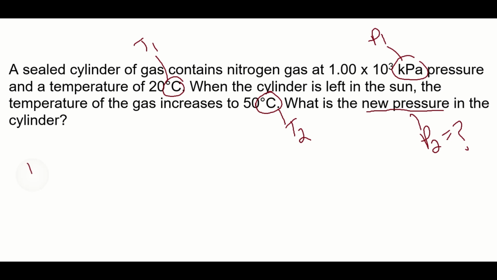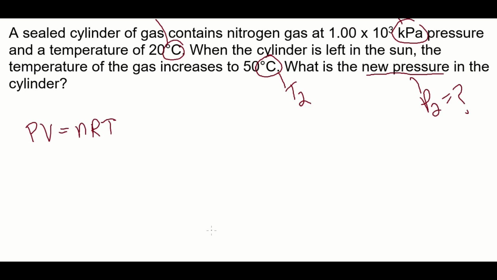We'll start with the ideal gas law, which states pressure times volume is equal to the number of moles times the universal gas constant times the temperature on the Kelvin scale. What you can do is move all the variables to one side and all the constants to another side. So in this problem, pressure and temperature are the variables. So let's move all the variables to the left side, which are P and T.